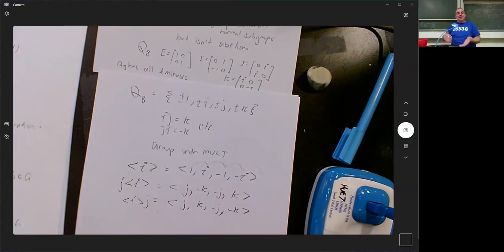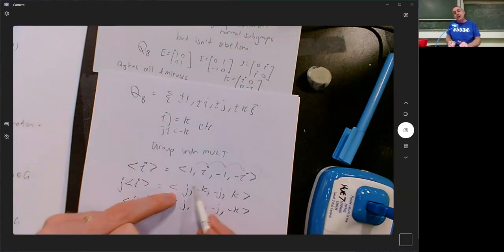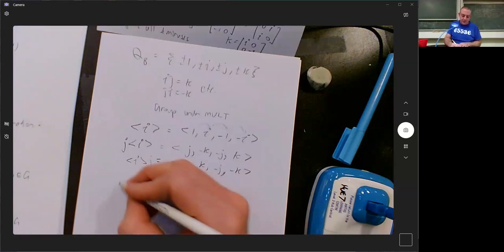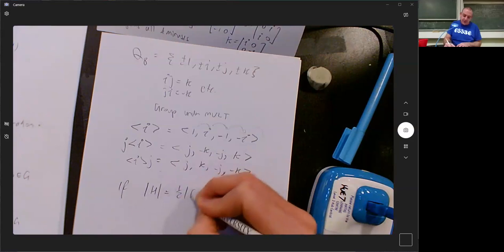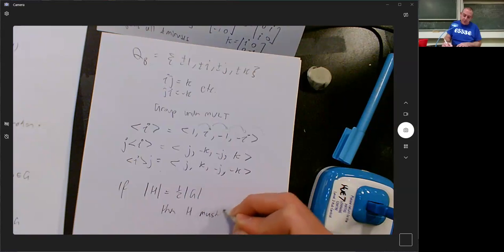There's only enough space to have all the cosets, no matter what they are, only be this other thing. Because the cosets that aren't the group itself can only be the rest of the group. And so if your subgroup is half of the group, it has to be normal. Oh, that's a cool fact. So if the size of H is half of the size of G, then H must be normal.